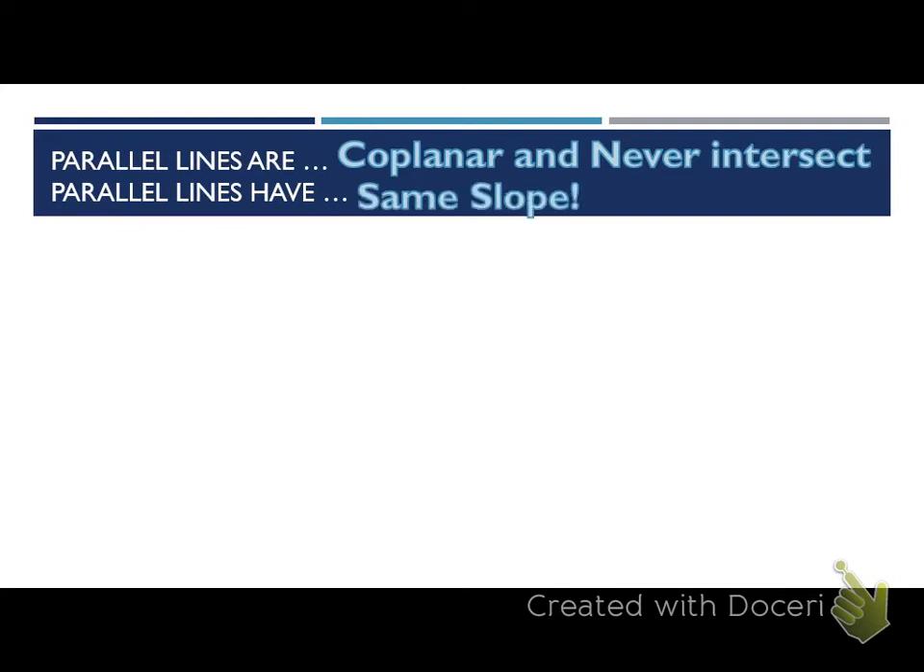So we're on the second page. This first one we should know. Parallel lines are coplanar and never intersect. And then yours says parallel slopes, right? Parallel lines have to stay the same distance apart forever and ever, so parallel slopes have to be the same slope. I would write it down and then highlight it because it's the main point of this lesson today. Parallel slopes are the same slope.